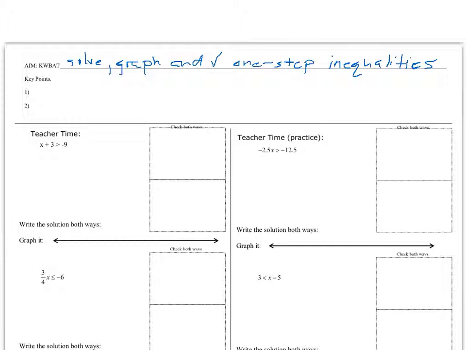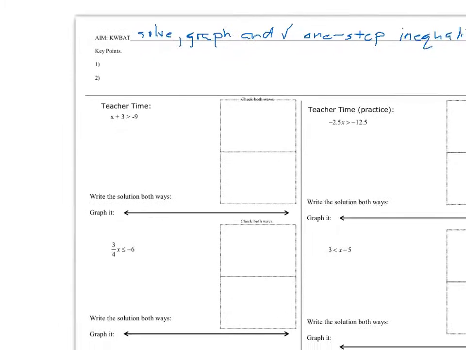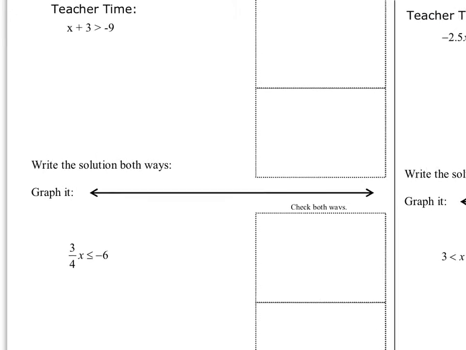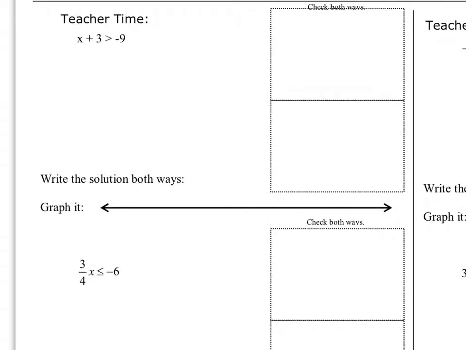So Monday we dealt with multiplications and divisions. Last Friday we dealt with additions and subtractions. Now we're just putting it all together in one day, making sure that we're all on the same page here. So looking at this first problem, it says x plus 3 is greater than negative 9. Cassandra, what is the first thing I need to do to solve this inequality?